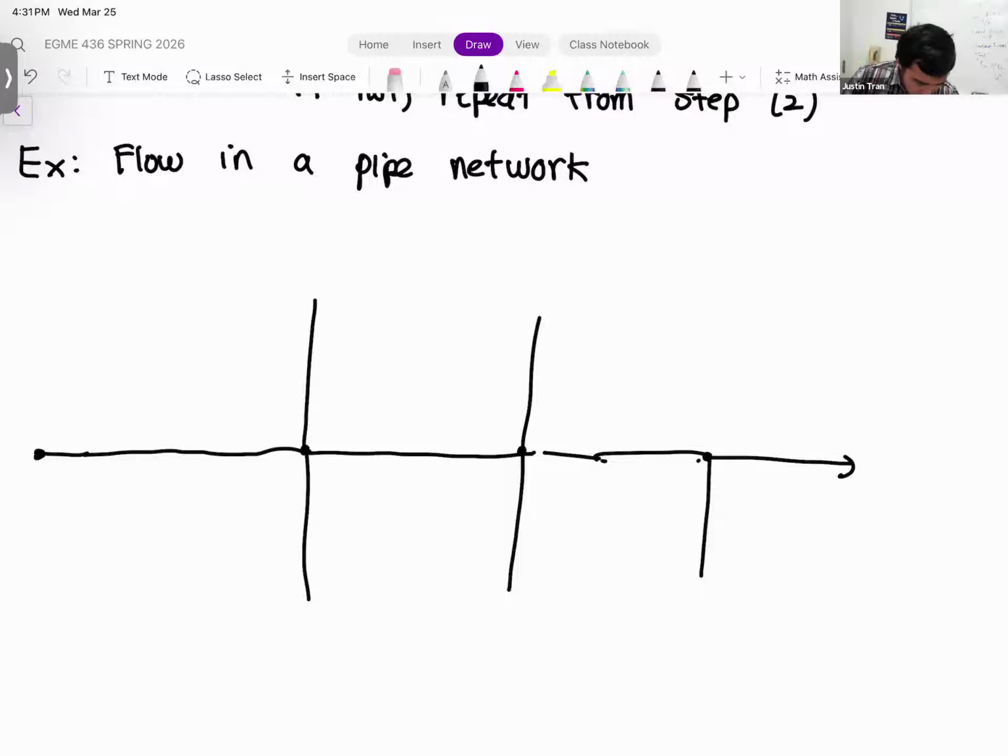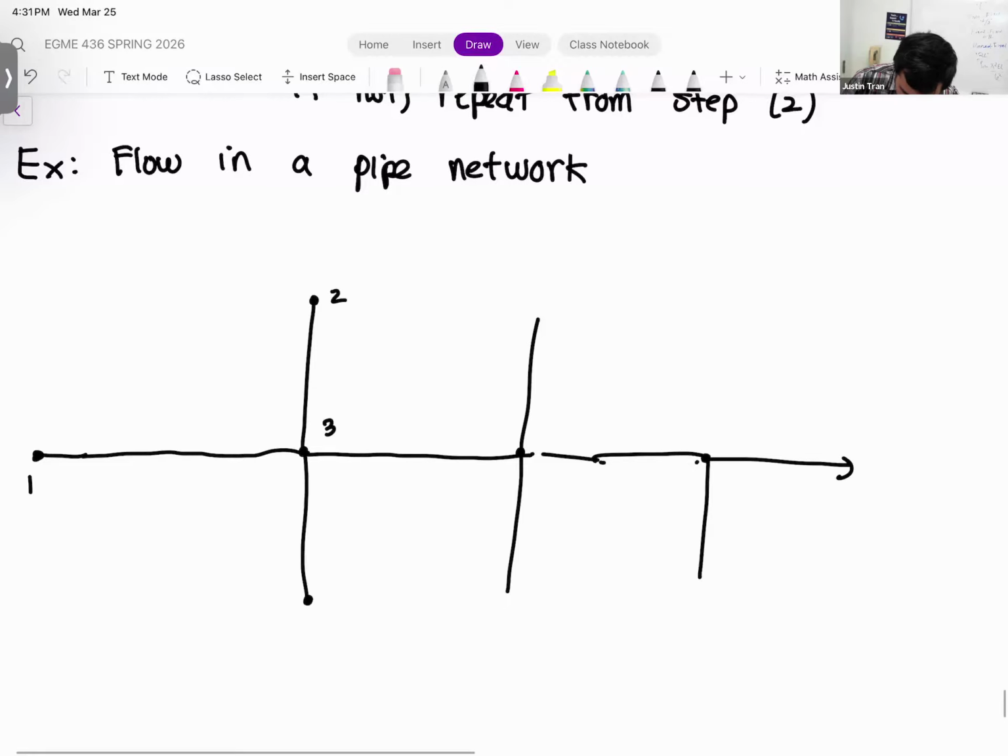Okay. So this here is going to be node 1. This is node 2, 3, 4, 5, 6, 7, 8, and 9.